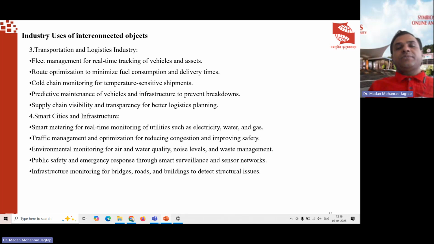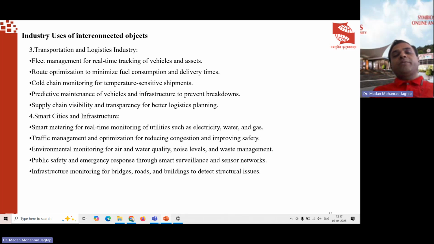So fleet management for real-time tracking of vehicles and assets, route optimization to minimize the fuel consumption and delivery times, then cold chain monitoring for temperature-sensitive shipments, predictive maintenance of vehicles and infrastructure to prevent breakdowns, and then supply chain visibility and transparency for better logistic planning. So we can do all these things with the interconnected objects.